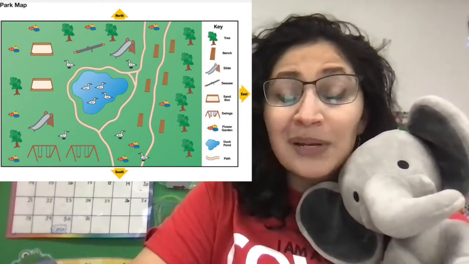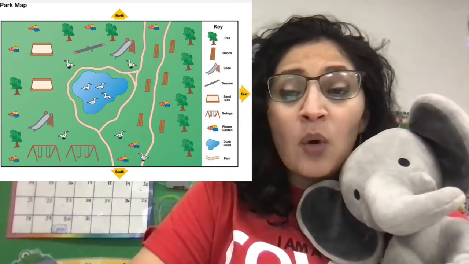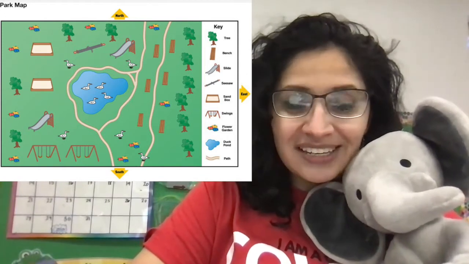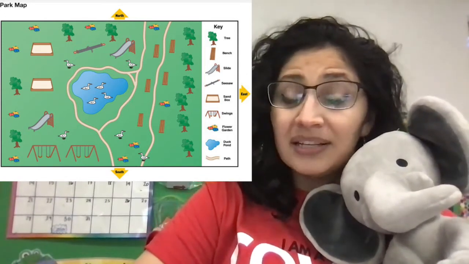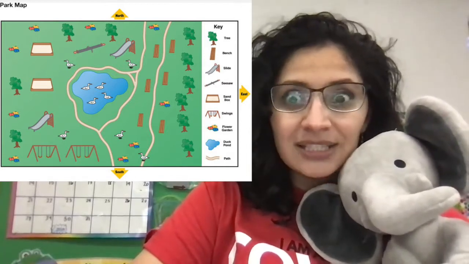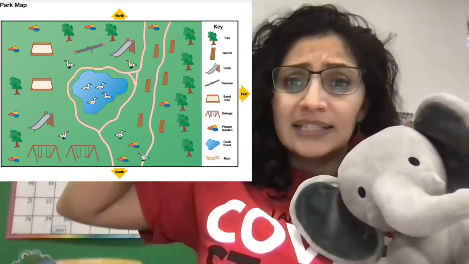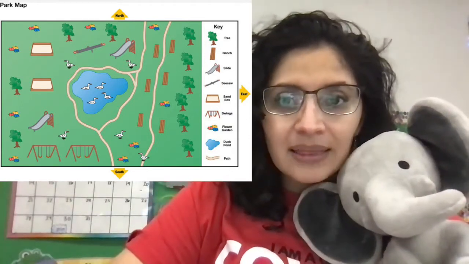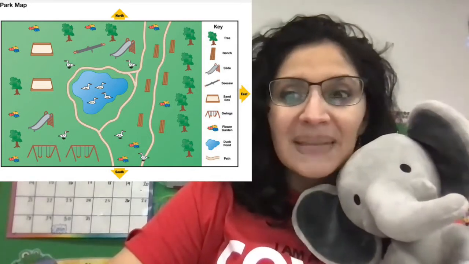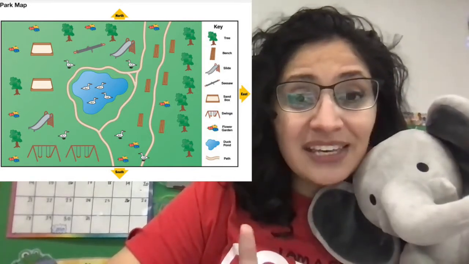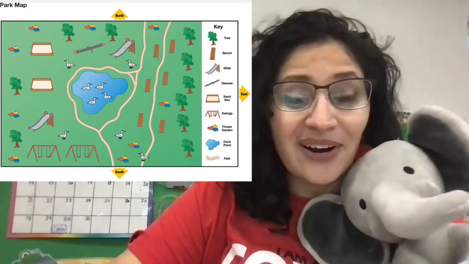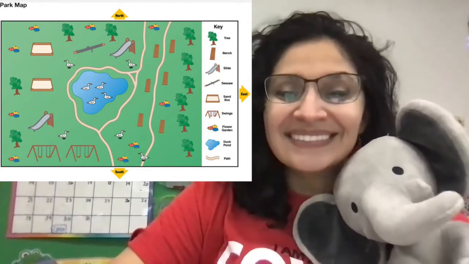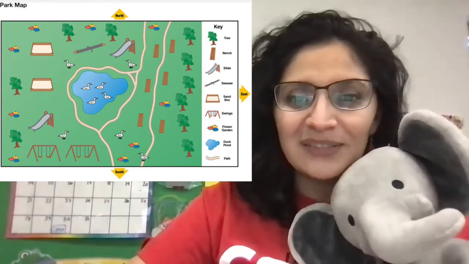And last but not least, if I am walking along the path right here with all the benches, do you see it? Not the one that goes around the pond, the one that goes with the benches. Friends, if I'm walking south, walking down, what am I going to see at the very end of the path? I see some flowers. So what does that mean on the key? Well, that means that I'm going to see some flower gardens. They're going to smell so good now that spring is coming. Can't wait to visit this park.